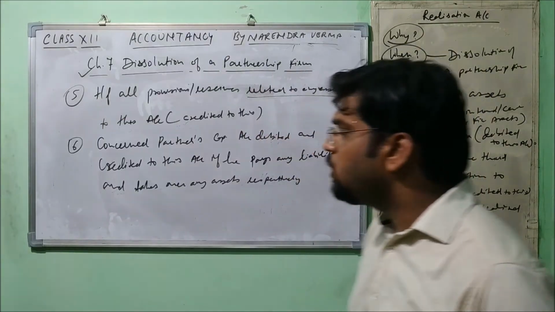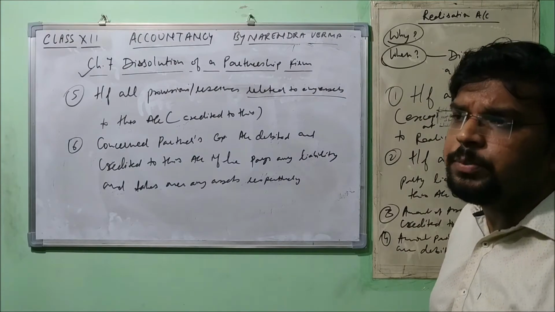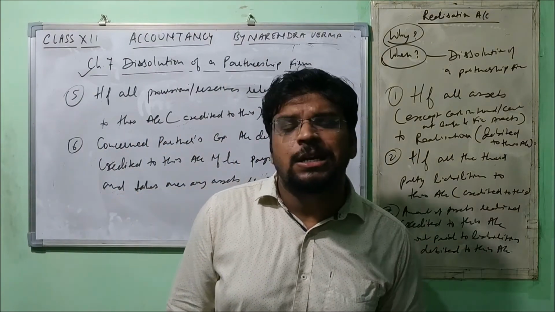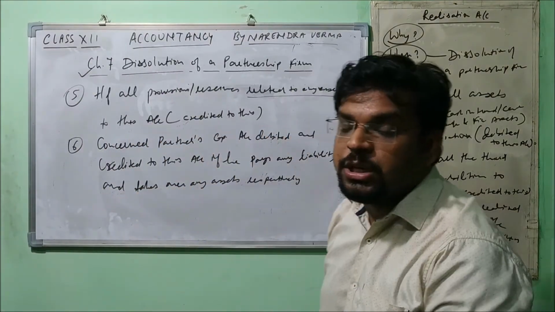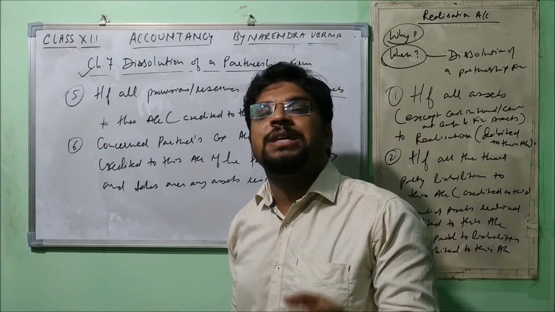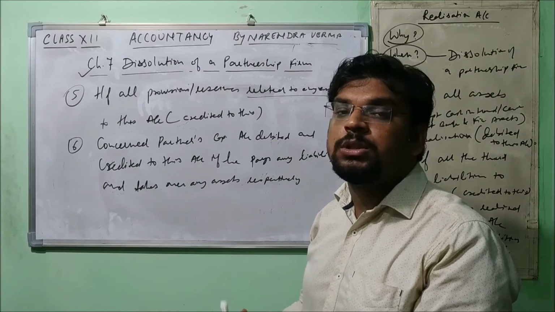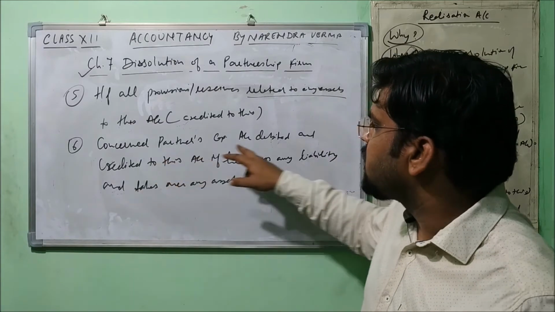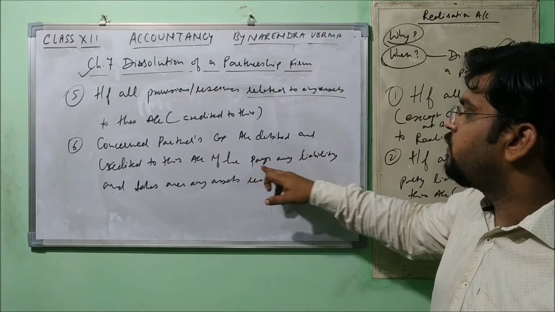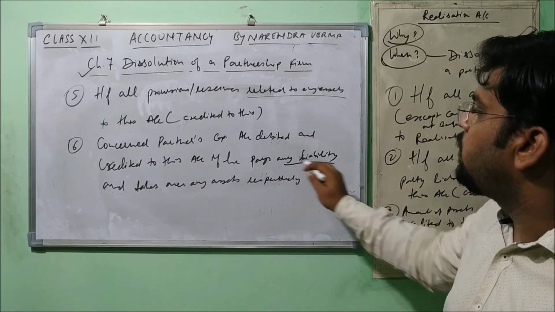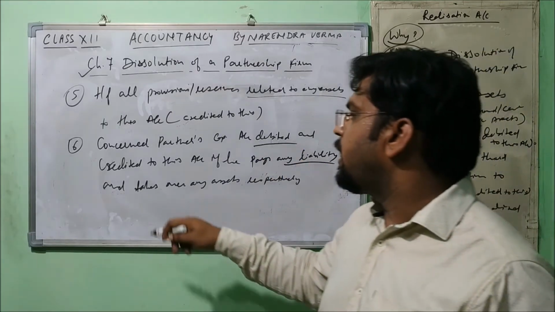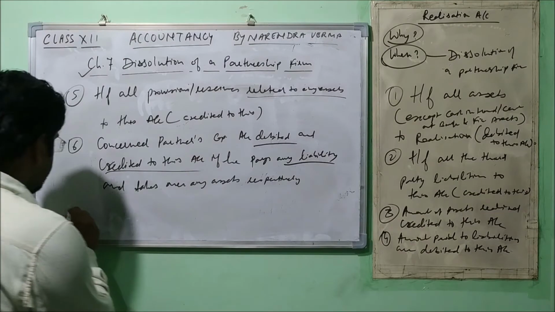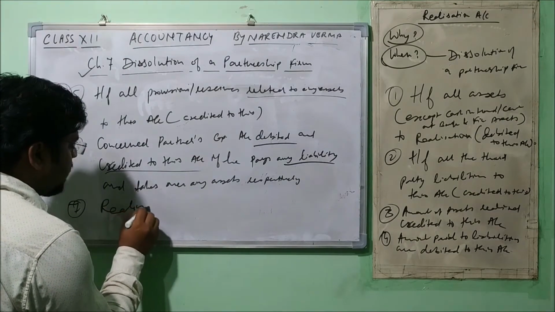Now another point. Sometimes the particular partner takes the responsibility to pay a particular liability, then in that case his account is debited to this account. Similarly, if any partner takes over the asset, then his account is credited to this realization account. So as per the situation, the concerned partner's capital account is debited or credited to this account. If he pays any liability, his account is debited to this realization account, and if he takes over any asset, then his account is credited to this account. Understood?